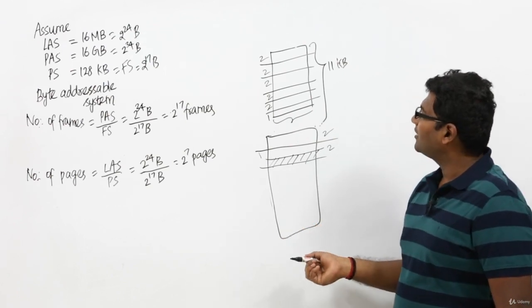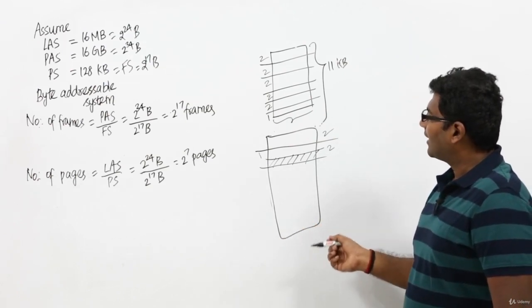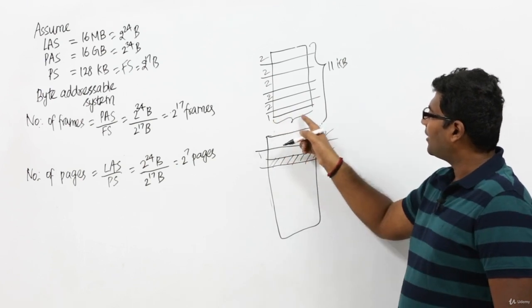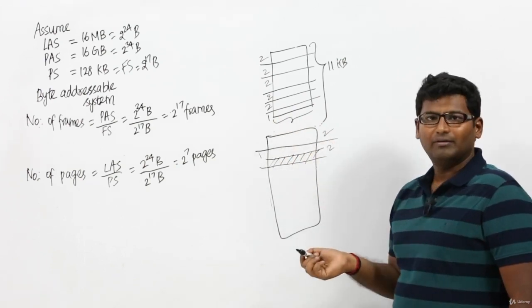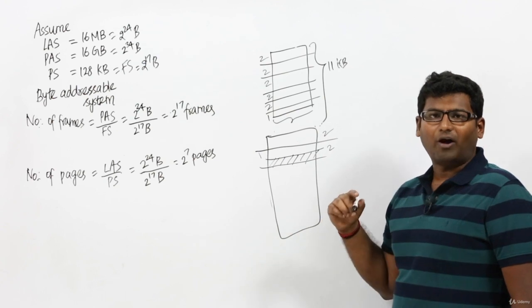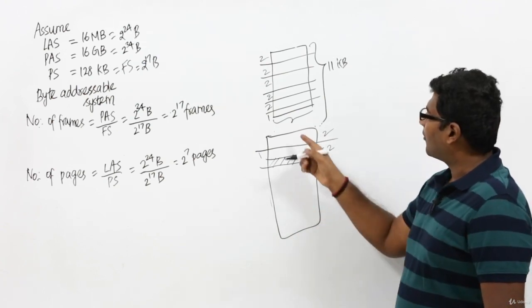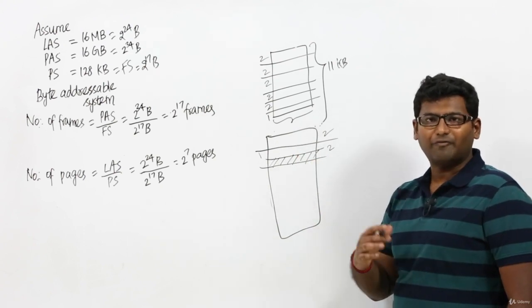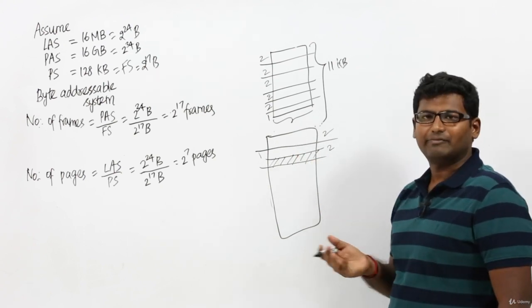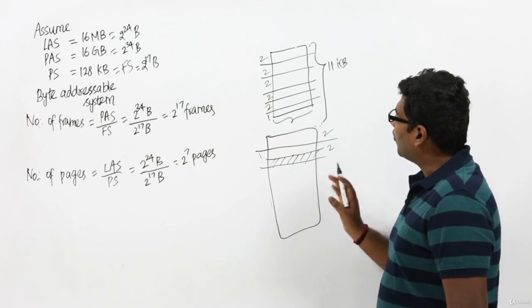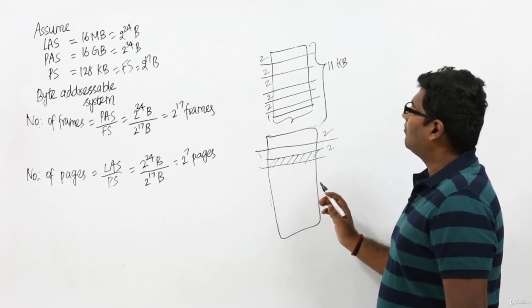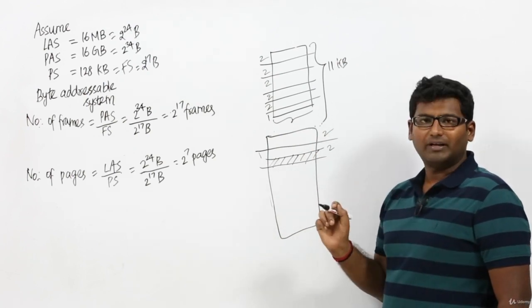So internal fragmentation can happen in the last page of our process, in case the process size is not a multiple of page size or frame size, anything is fine. Page size and frame size are both the same. Only in that case will we come across internal fragmentation.